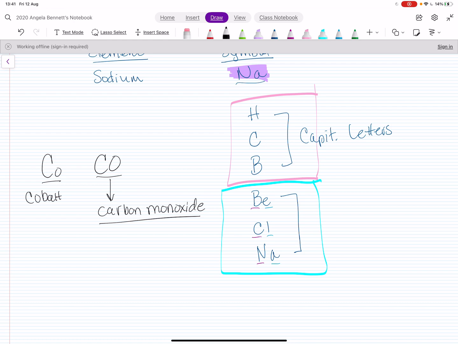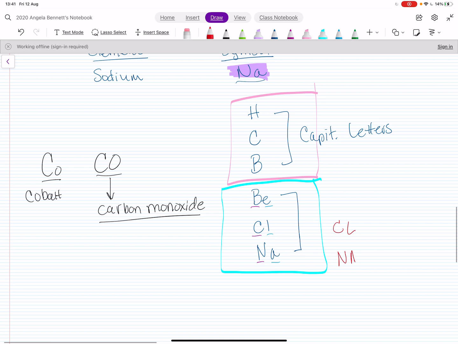You cannot change it. So you cannot write Cl like big C, big L. You cannot write Na, big N, big A. You cannot write beryllium, Be, which is big B, big E. You cannot do this. This is a no, a no, a no. And it is wrong, and it will be marked wrong. Period. It's not up for negotiation. So it's really important that you pay attention to that.